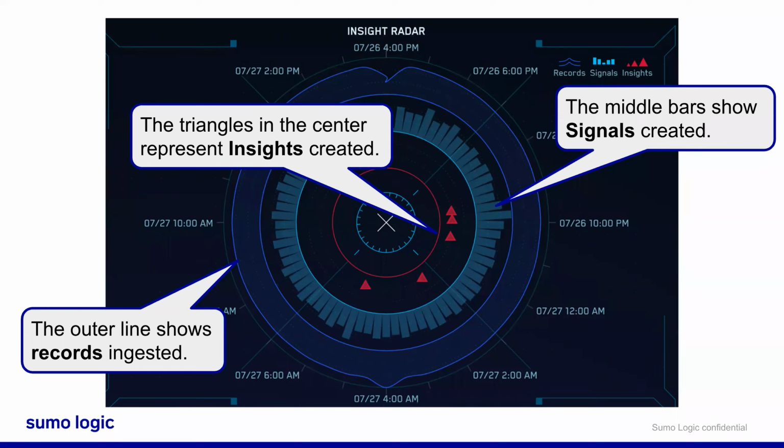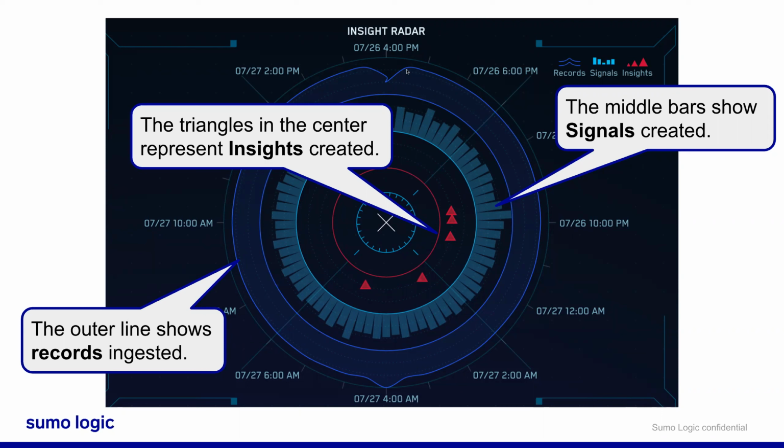So what we're seeing here on the outer ring in these blue lines is going to represent the records that have been ingested. So the dark blue line is showing the relative number of records in the last 24 hours. So like a clock, we have kind of midnight starting, and then we go around the ring.